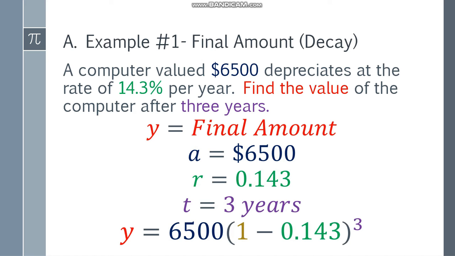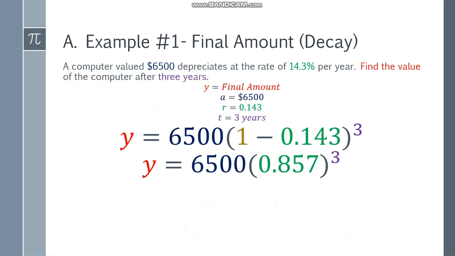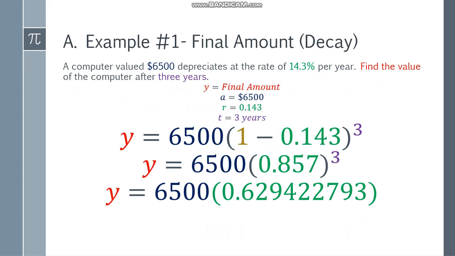Now simplify the values inside the quantity. That will be 0.857. Next, we just have to cube it first, and you will get an answer of 0.6294229793. So as much as possible, I didn't round it up. If you're in the middle of the computation, if it's not the final answer, don't round it up or round it down. Don't make an estimate first.